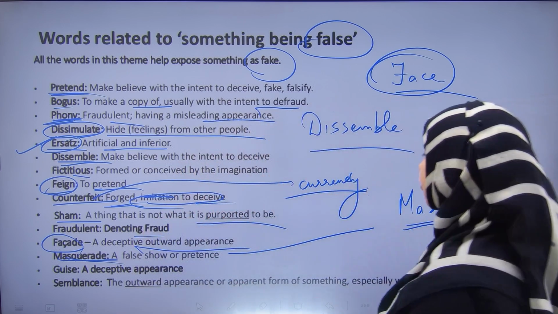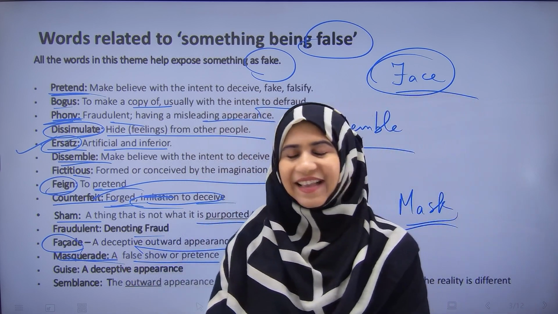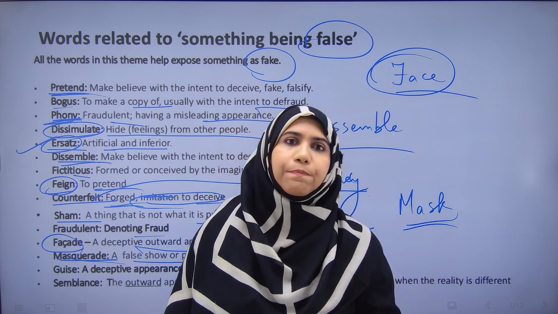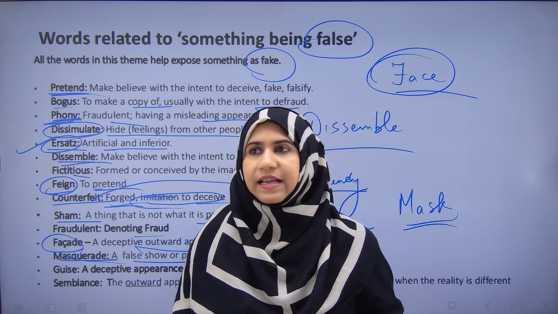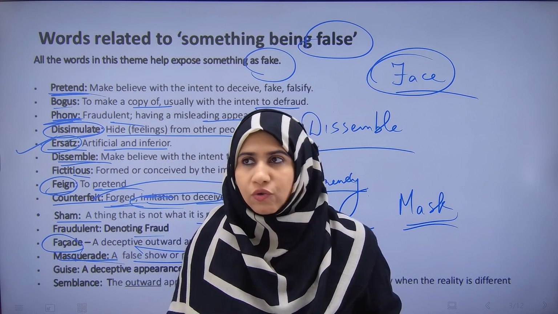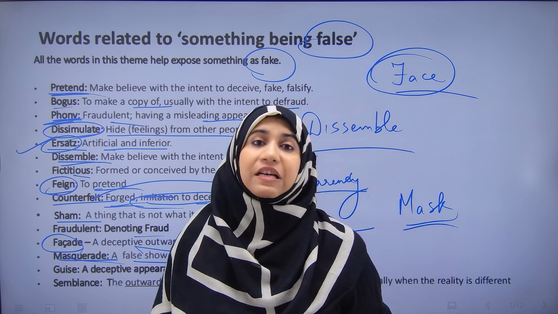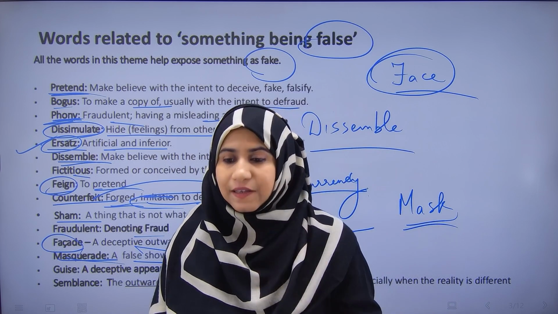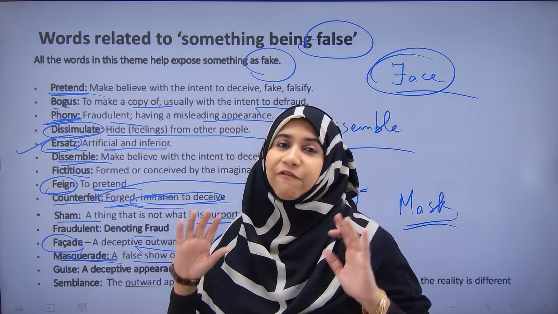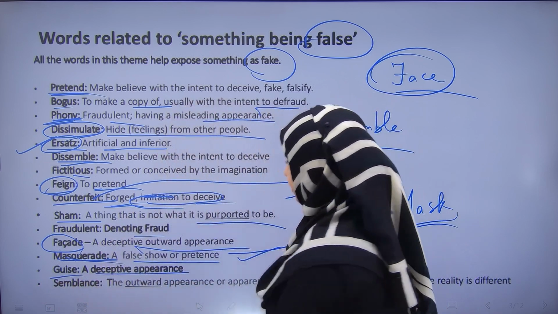Masquerade is a false show or pretense, as we say. Okay? So again, masquerade noun भी होता है और verb भी होता है. All right? It's a masquerade भी बोल सकते हो आप, या she always masquerades and so you don't get to know her real self. Okay? So she's not a very credible person. Somebody masquerading is constantly trying to pretend and putting up a false show. Guise, a deceptive appearance.